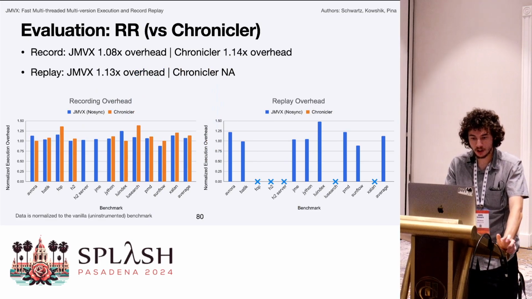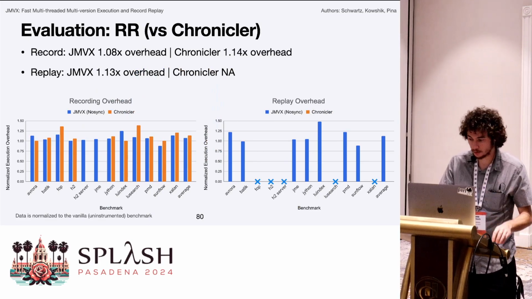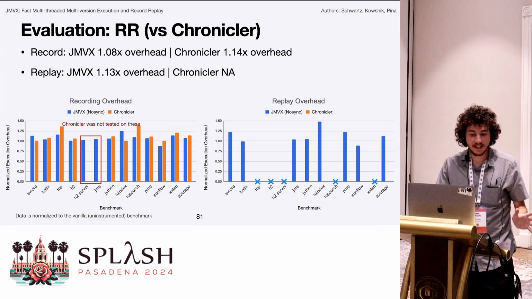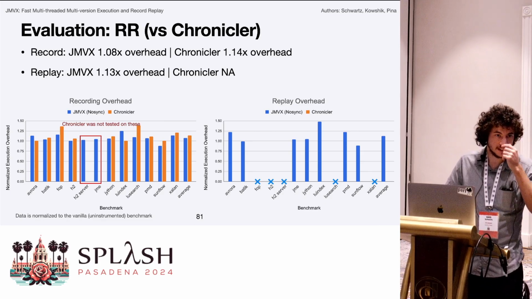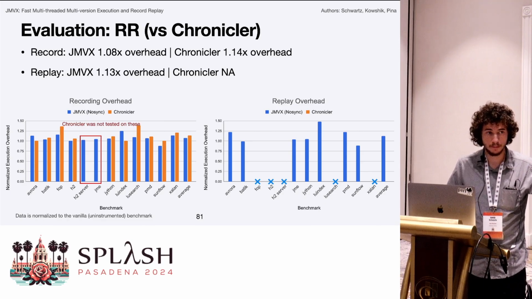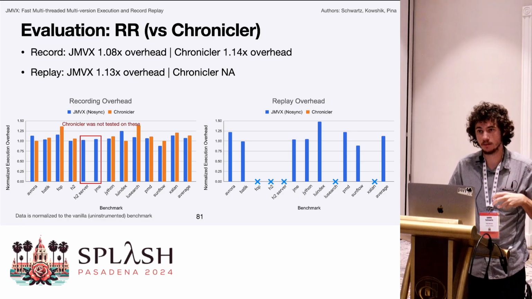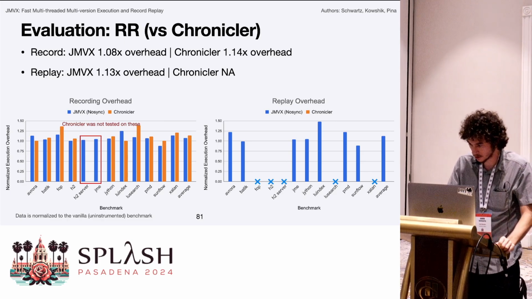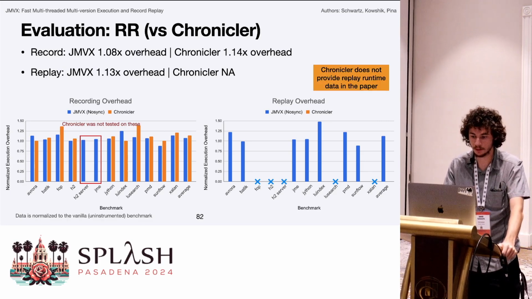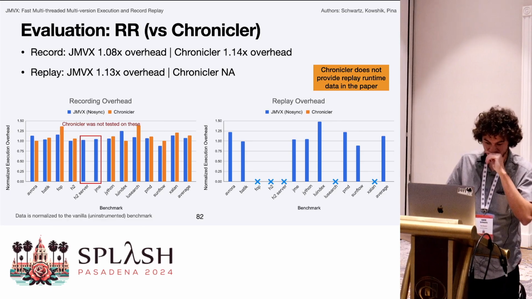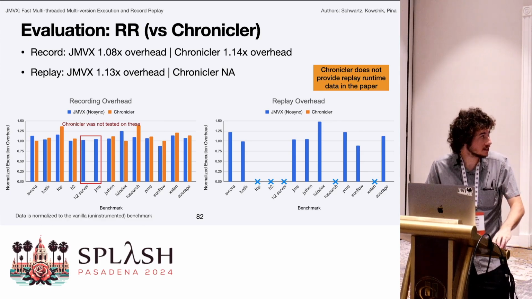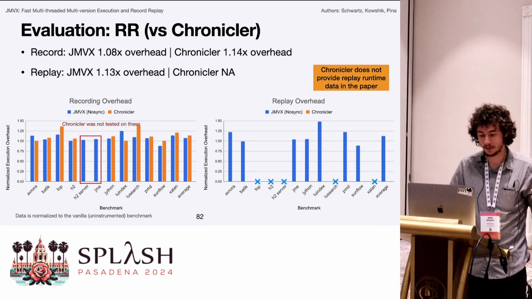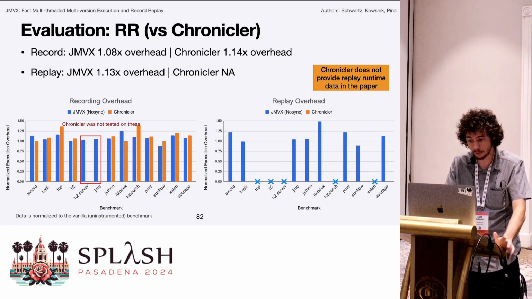When comparing with Chronicler, we use our no-sync mode because, as I mentioned before, Chronicler doesn't have multi-threaded replay. Something to point out, Chronicler was not tested on the H2 server or JME benchmarks. The data that we have on this slide actually comes from Chronicler's paper rather than us running the system because it's tied to a version of OSX that we don't have, so we weren't able to reproduce any results. And as I've mentioned a couple times, Chronicler doesn't provide replay data. Something I do want to point out from this slide, well, I guess first I should go over, Jmvx does beat Chronicler in recording overhead with 1.08x overhead versus 1.14x.